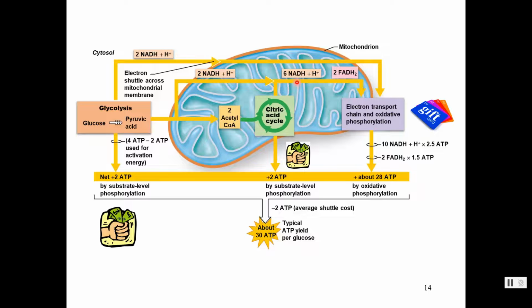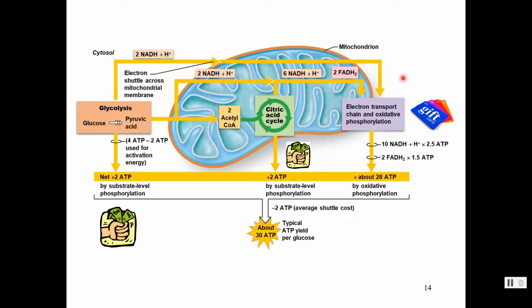So we have some more high-energy electron carriers. We made 6 NADH plus H's and 2 FADH2s. Like I said, think of all those electron carriers as gift cards. In order to get the energy out of them in a useful form, they have to go to the electron transport chain, which is in the inner mitochondrial membrane, so right here.